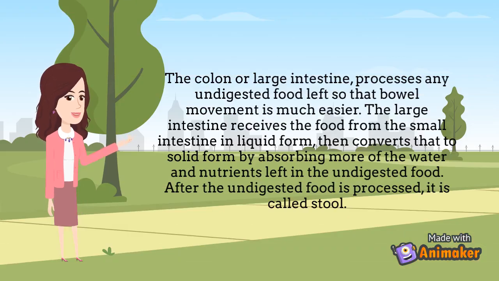The colon or large intestine processes any undigested food left so that bowel movement is much easier. The large intestine receives the food from the small intestine in liquid form, then converts that to solid form by absorbing more of the water and nutrients left in the undigested food. After the undigested food is processed, it is called stool.